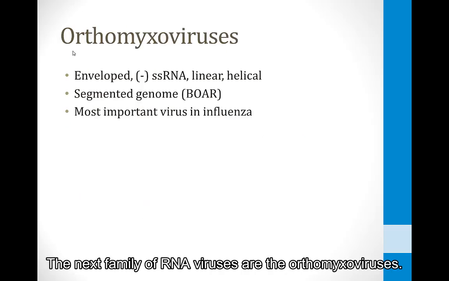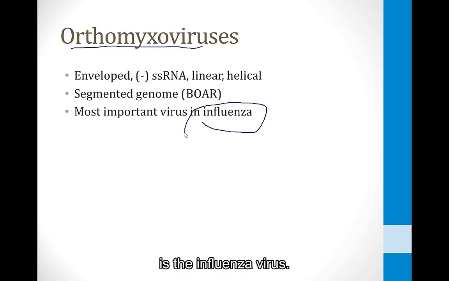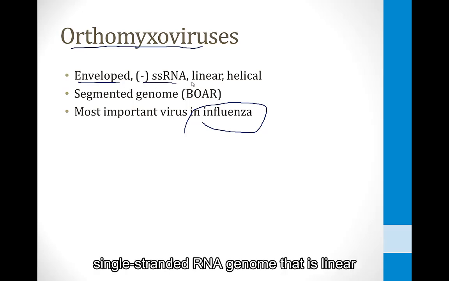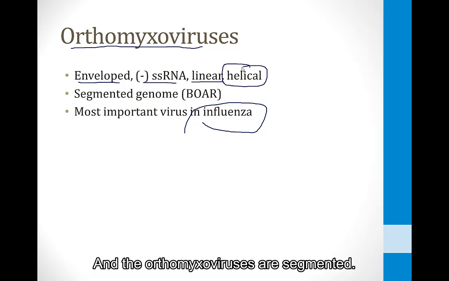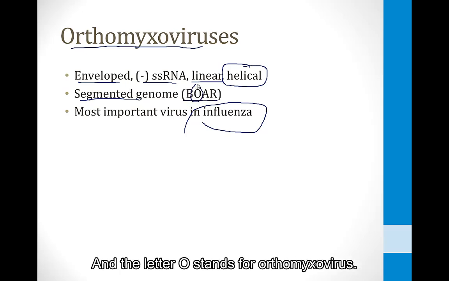The next family of RNA viruses are the orthomyxoviruses. The most important member of this family is the influenza virus. These are enveloped viruses with a negative sense single-stranded RNA genome that is linear and has a helical capsid. And the orthomyxoviruses are segmented. Remember, the mnemonic for segmented viruses is BOR, and the letter O stands for orthomyxovirus.